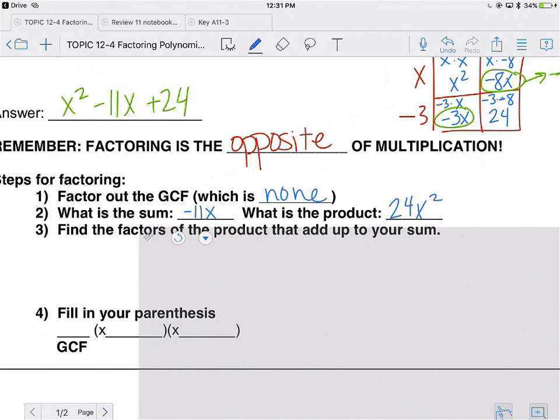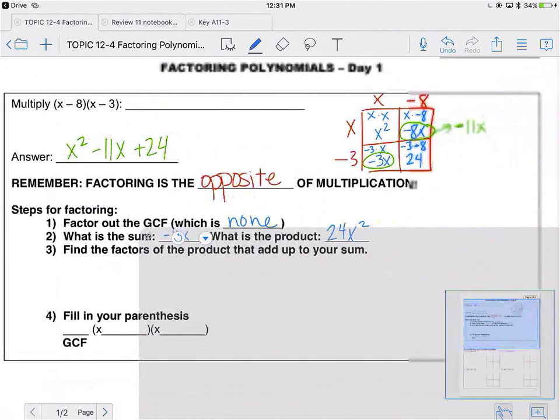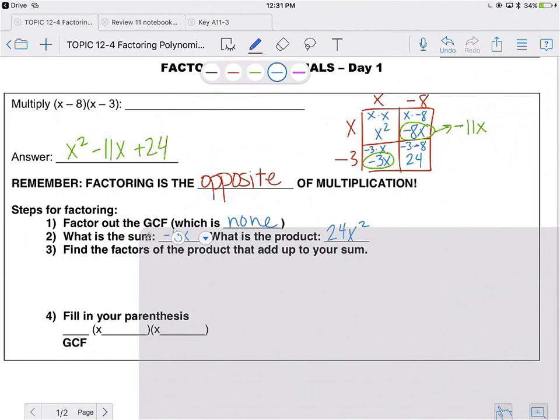So with this example, our sum, what we added, were our two x's. So that negative 11x is our sum. It's the two things that we add together in our box method that we can combine. Our product is therefore the other two numbers, the 24 and the x squared, the two numbers that we didn't add together, we multiply to make our product.